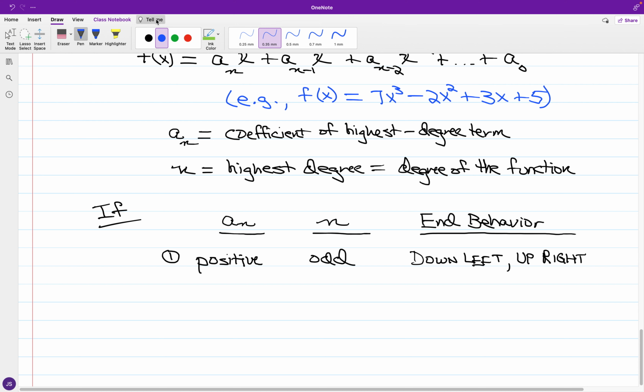But now let's say that I have the leading term to be negative, and the degree is still odd. Now you will have the end behavior to be the polar opposite of the first case. And in this case, we have up to the left and down to the right.